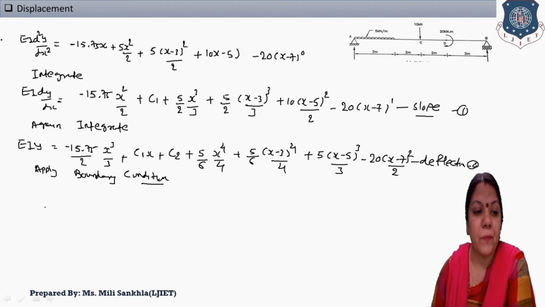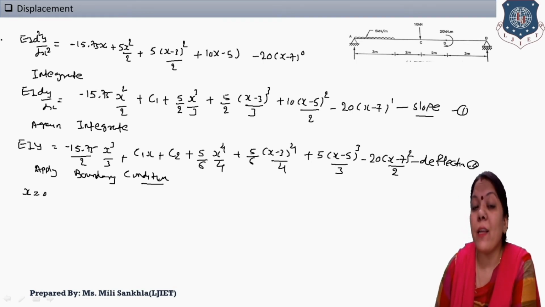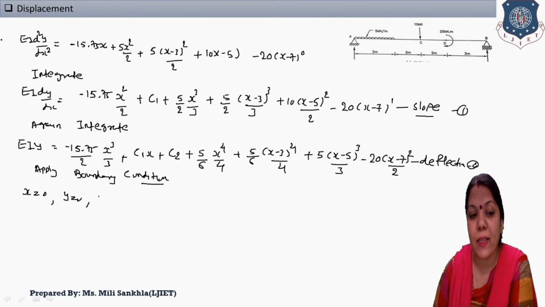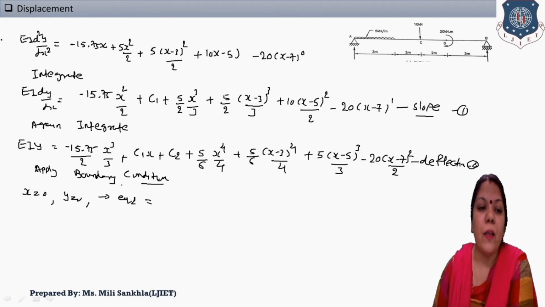Now at support A, x is equal to 0. Look at this in the figure. Each support is the starting point, so at the starting point always x is equal to 0, and at this point y is equal to 0. Now where do we put the values of x and y? That is in equation number 2. Look at this: y is equal to 0, that means this term is 0. x is equal to 0, that means this term is 0.